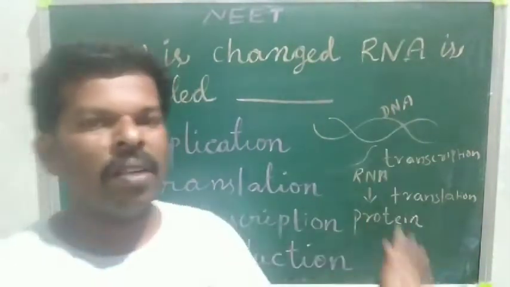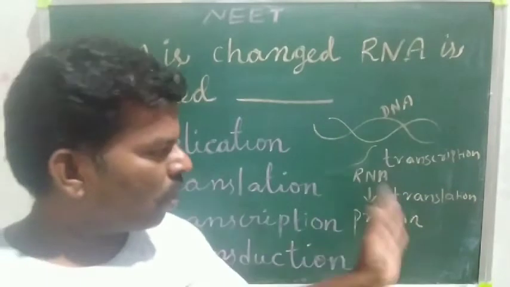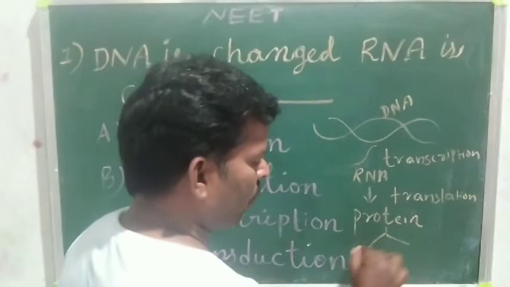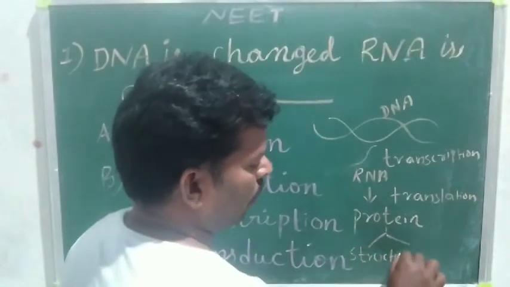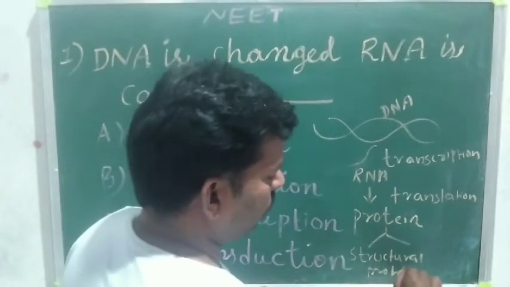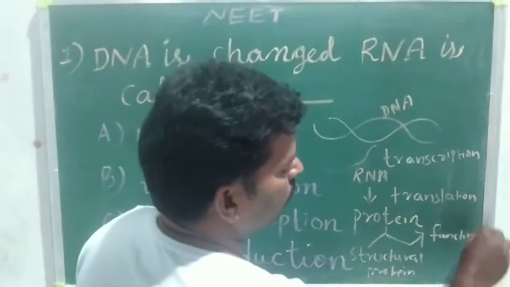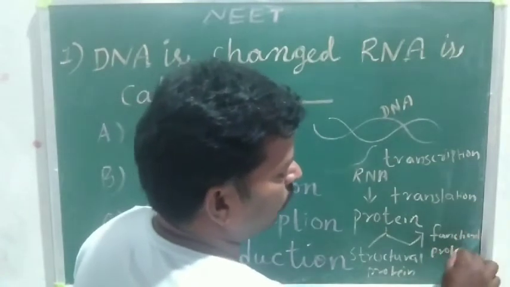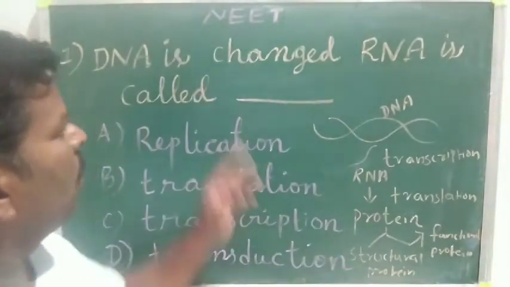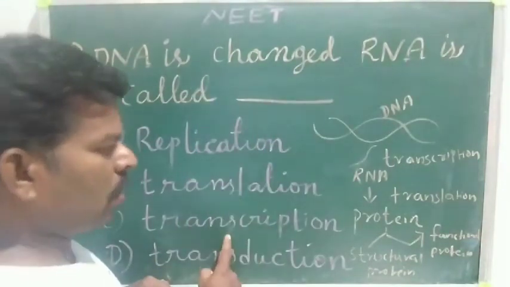This is very important for the central dogma of biotechnology and biology. That is DNA to RNA, RNA to protein. Proteins are of two types: structural proteins and functional proteins. Here the question is, DNA is changed to RNA is called as: replication, translation, transcription.